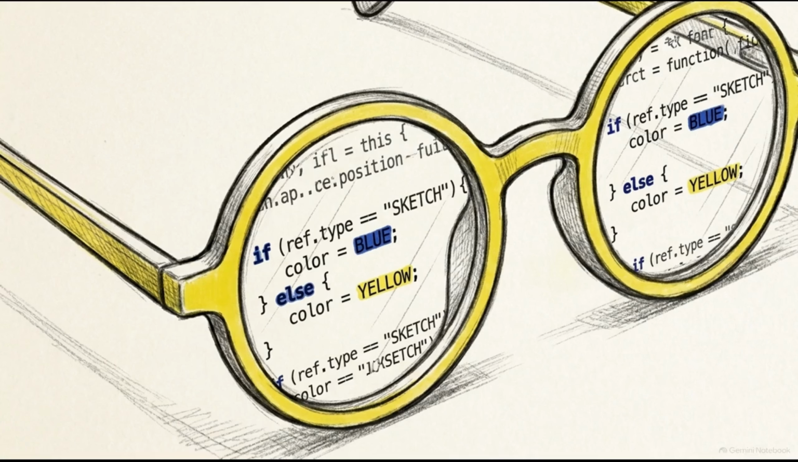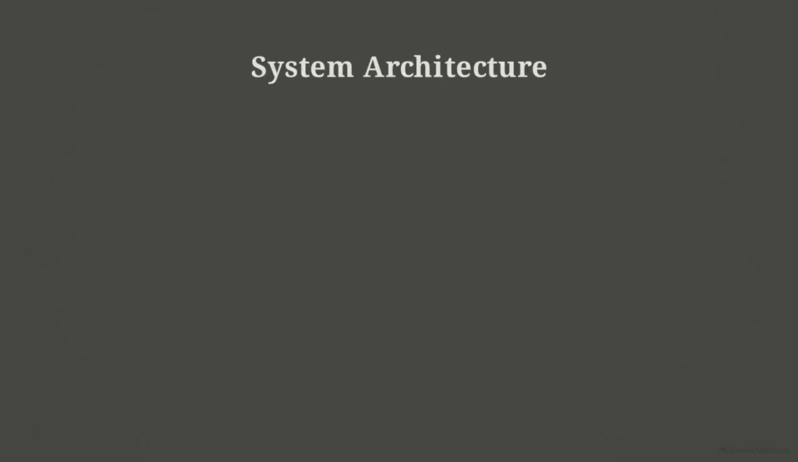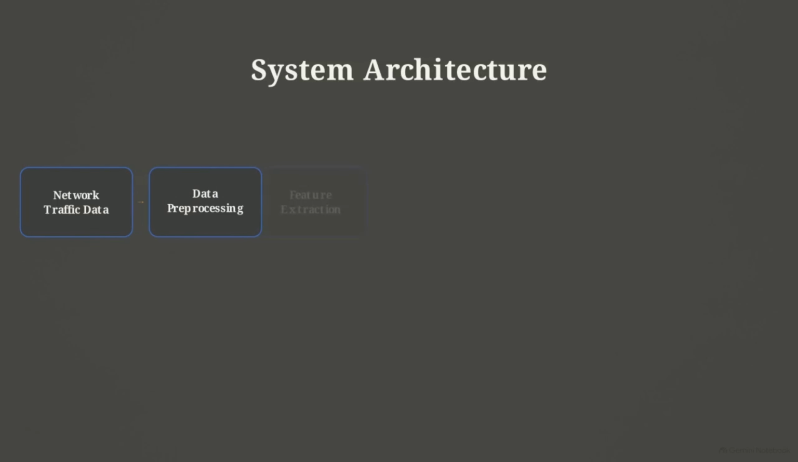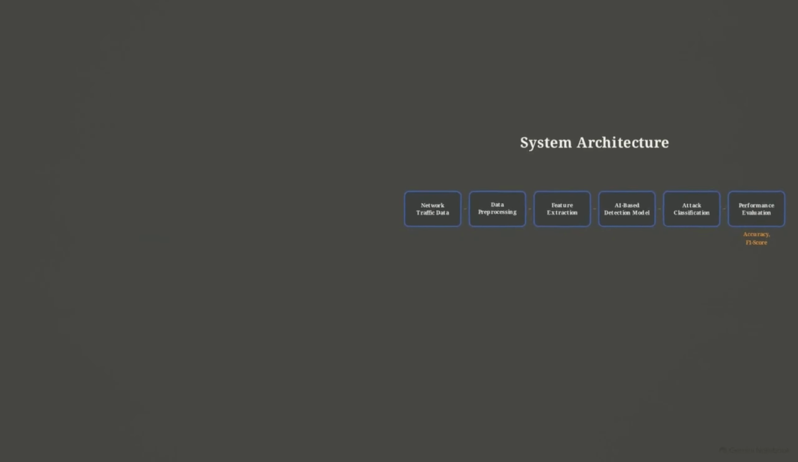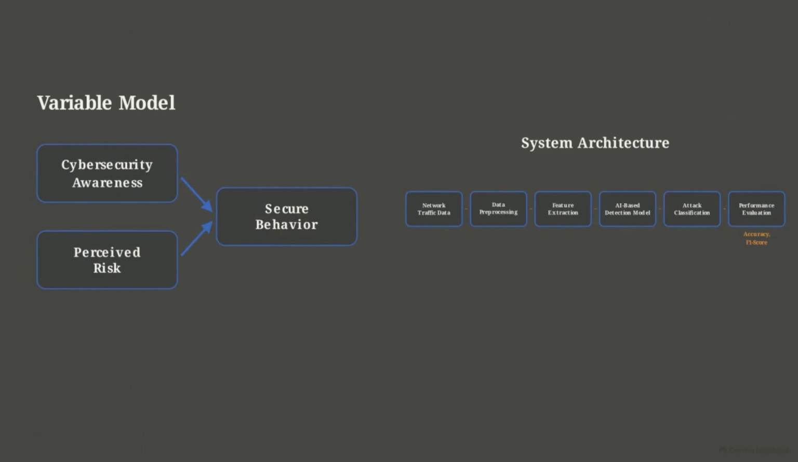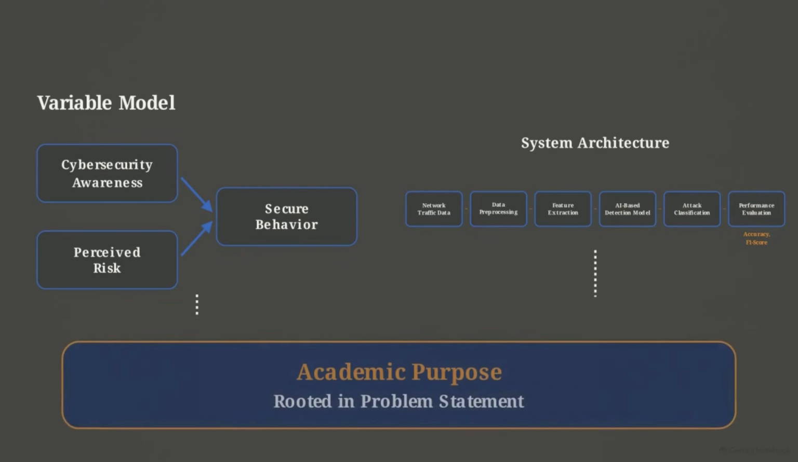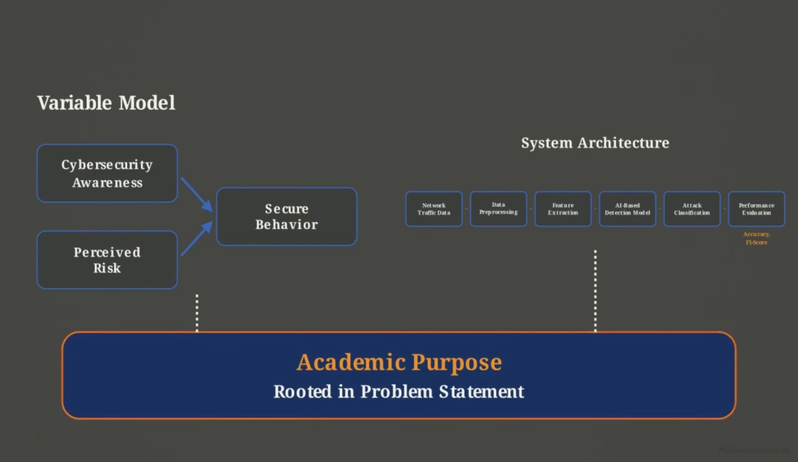Computer science or AI PhD students developing algorithms often do not use traditional social science variables. Technical students conceptualize their research logic as a system architecture. This diagram builds from left to right. Technical inputs like network traffic data flow into data preprocessing and feature extraction, move into an AI-based detection model and attack classification, and land on performance evaluation metrics like accuracy. Whether you build a variable model or a system architecture, every single component needs a clear academic purpose rooted in your problem statement.